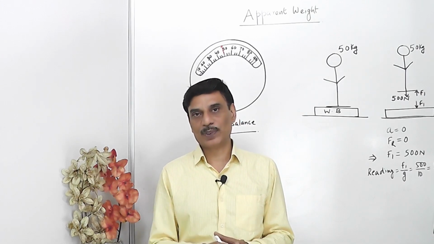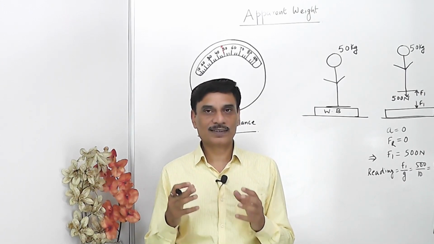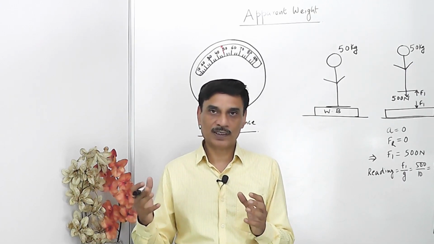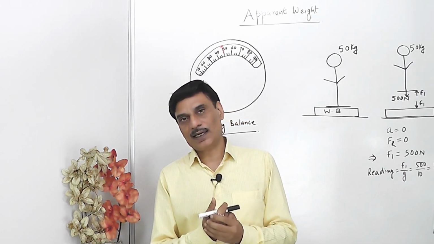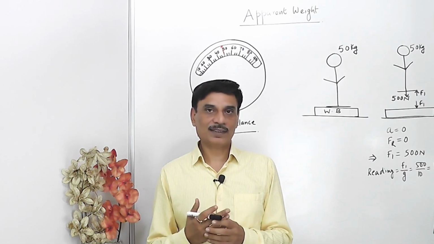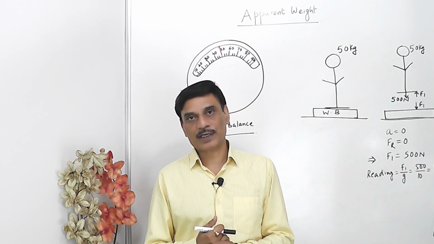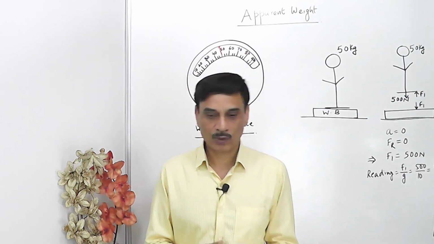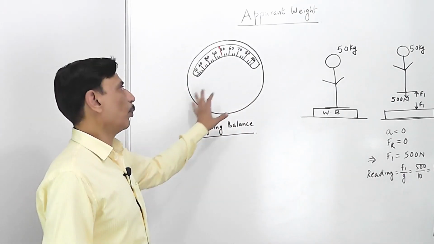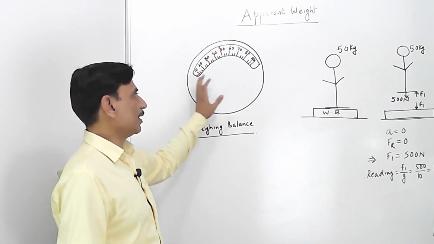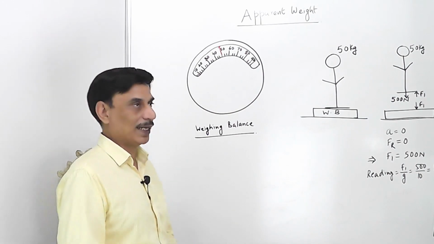Now coming to apparent weight. If we have to find the apparent weight of a body, just put a weighing balance underneath the body and you can find what the apparent weight is. Let us understand apparent weight with the help of a weighing balance. Here, I have drawn a weighing balance. This is a mechanical weighing balance, not a digital weighing balance.